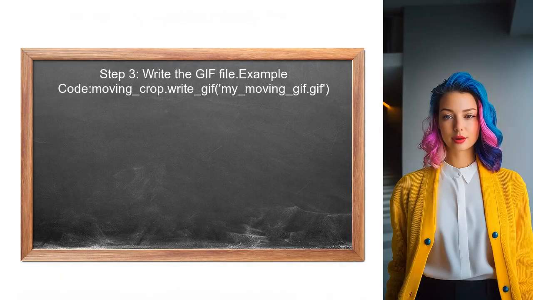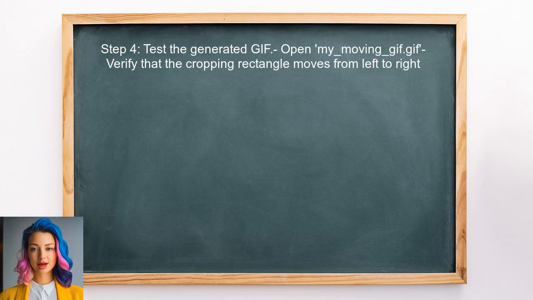After defining the moving crop, the user can now write the GIF file. This will capture the dynamically cropped frames and save them as a GIF. Finally, the user should test the generated GIF to ensure that the cropping rectangle moves correctly throughout the video. This will confirm that the implementation works as intended.